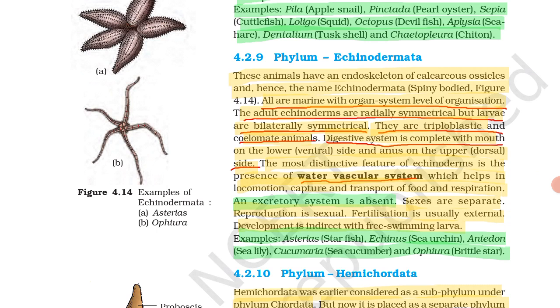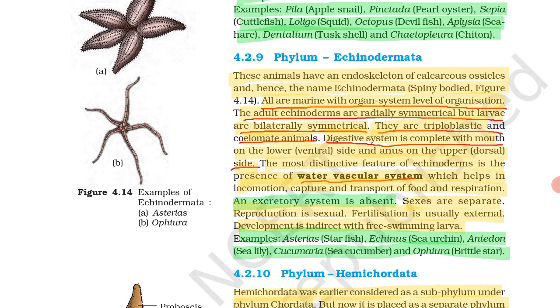A is Asterias, also called starfish. Ophiura is also called brittle star. So see the diagram. A is Asterias, it looks like a star, so it is called starfish. Then B is Ophiura, a brittle star. Keep in mind they will confuse you by giving the diagrams and asking you to identify them. Both look like a star but there is a difference. Asterias is called starfish and Ophiura is a brittle star. So A is Asterias and B is Ophiura.